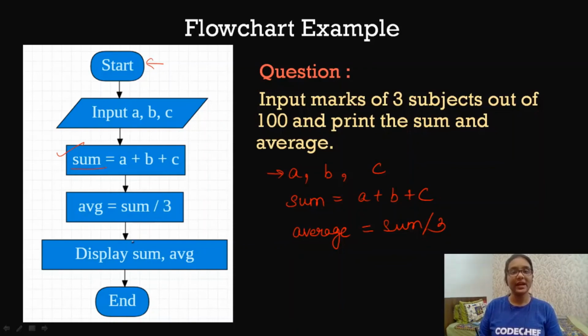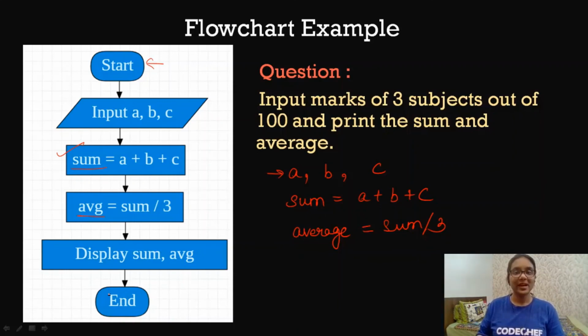Now we will find the average. So for average, I have used the variable name as AVG, which is a short form of average, and the expression I have used here for average will be sum divided by 3. The sum of the 3 subjects divided by the number of subjects. Now that we have sum and average, we can simply print or display it. So in the last process box, I have written display sum and average. And that marks the end of our instruction cycle. So there is an oval shaped symbol which says end. So this is how we represent a flowchart for any particular question.